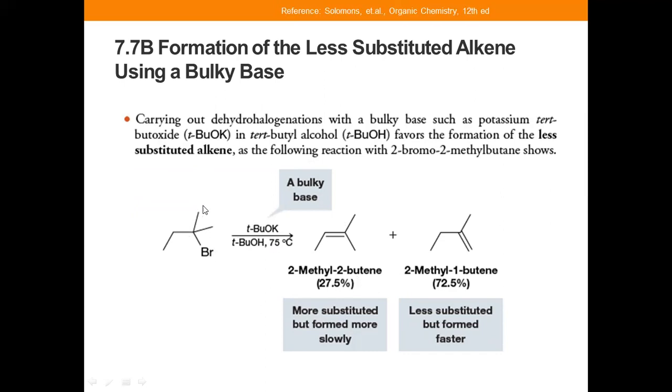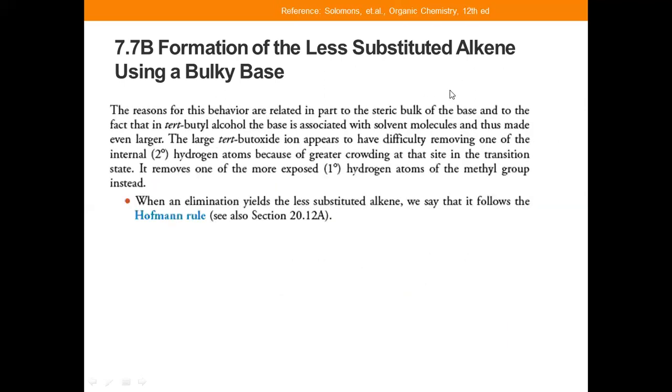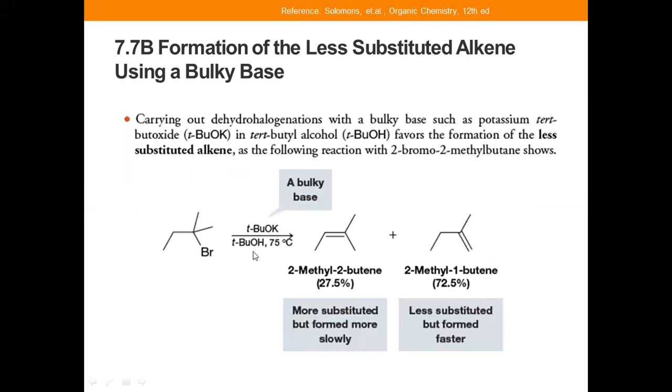But if the base removes this primary hydrogen, you produce this one. Because we are using a bulky base, we don't follow the Zaitsev rule, since the bulky base would have a harder time removing the secondary proton here. Therefore, instead of producing the supposedly more stable alkene, we produce the less stable alkene, which is di-substituted as compared to the tri-substituted one. So this is only feasible when we are using a very bulky base.